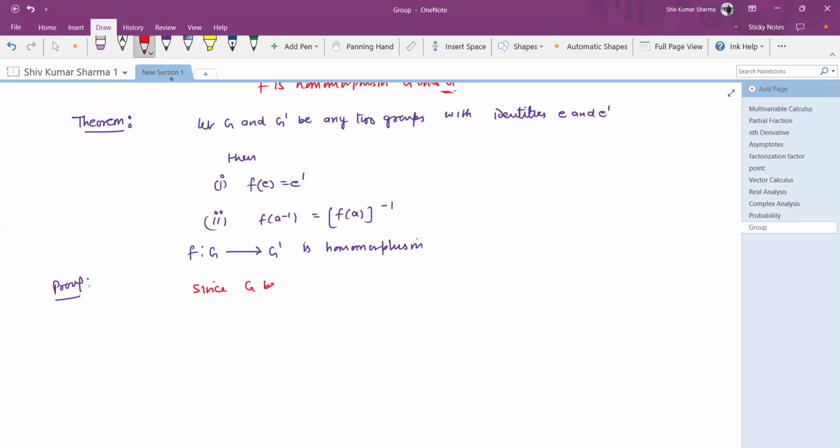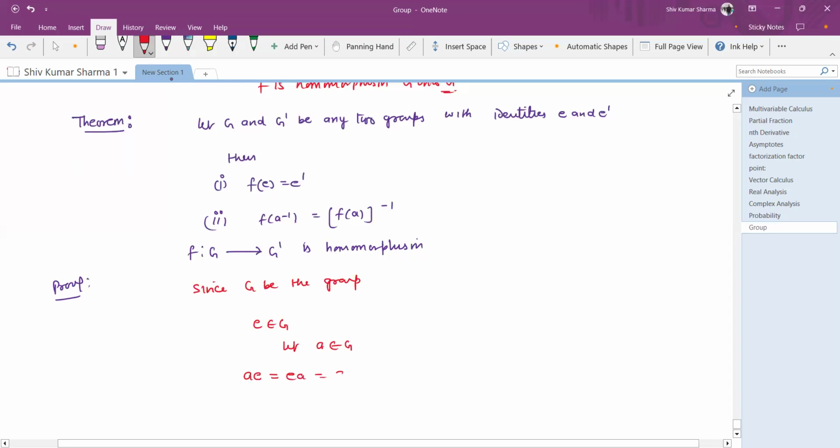Let G be the group. So E belongs to G, because E is the identity. And let A be an element of G. So by the property of identity, A into E equals E into A equals A.